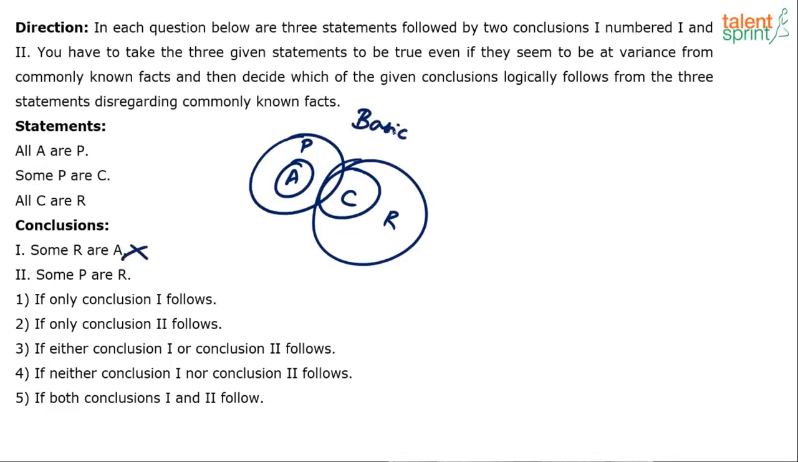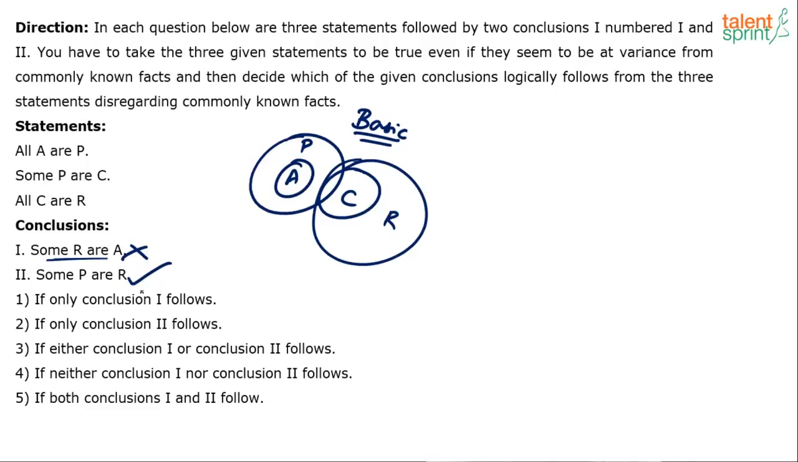This is a basic diagram, right? In the basic diagram itself, "some R are A" is incorrect, because R and A do not touch each other. So how can you say some R are A? It's wrong. Some P are R? Yes, some P would definitely be R. Only conclusion 2 follows. How can I say some P are R?